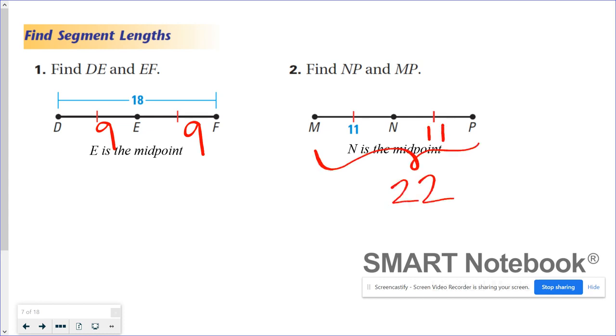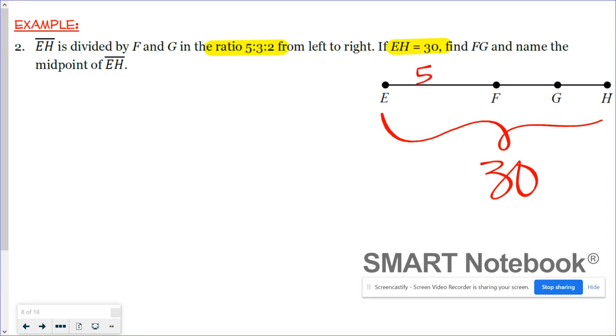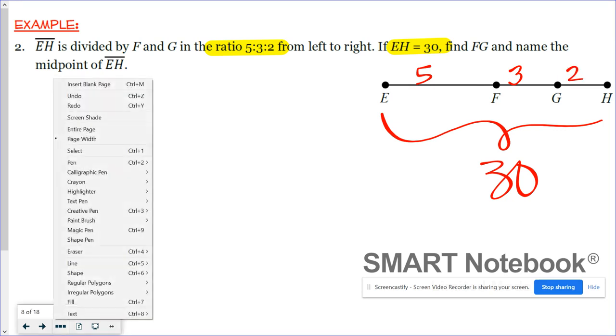So let's take this problem up a notch. Here, EH is divided by F and G in the ratio 5:3:2. EH is 30 units long. So let's talk about ratio. They're not saying that EF is 5 and that FG is 3 and that GH is 2, because that wouldn't make sense. 5 plus 3 plus 2 isn't 30.